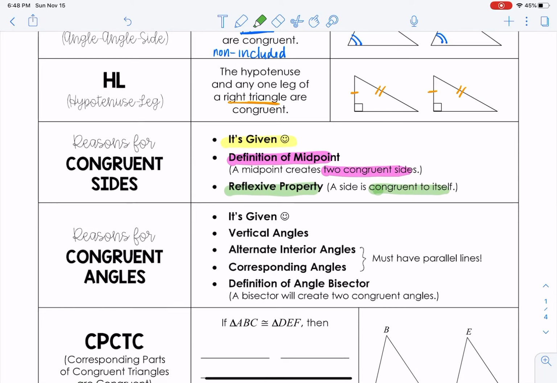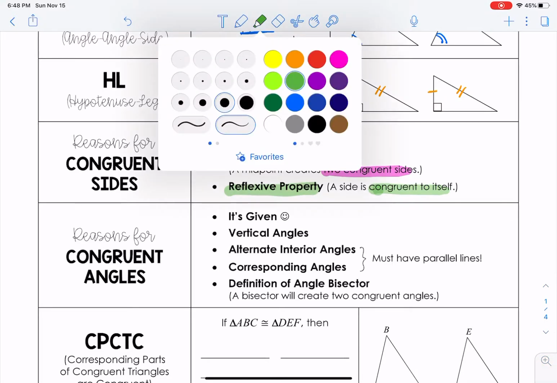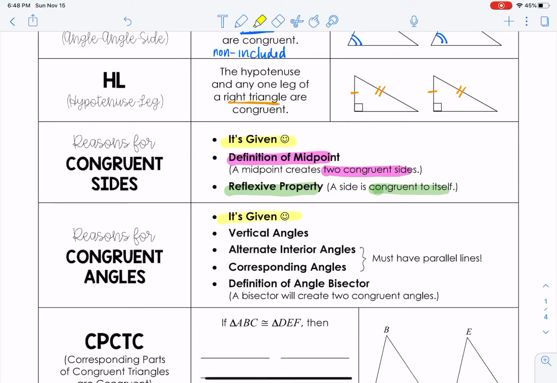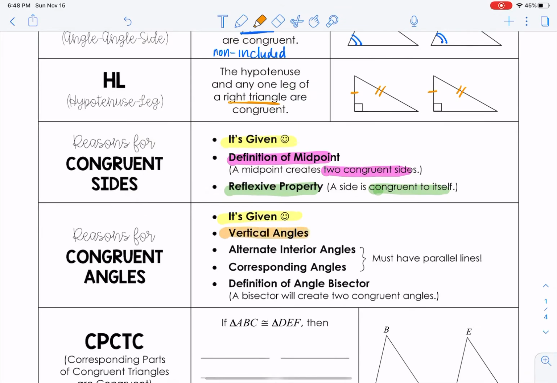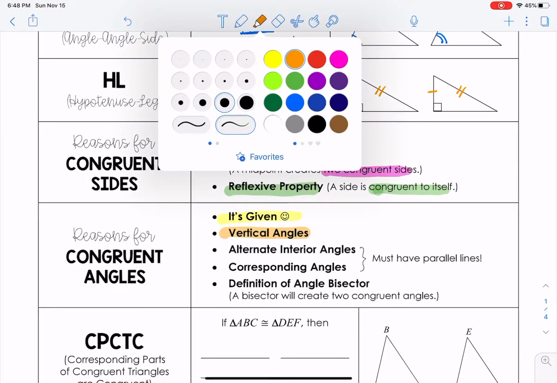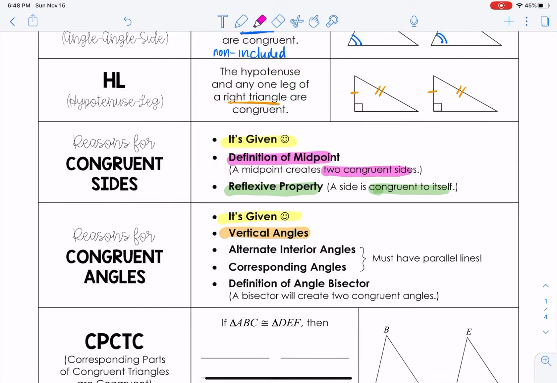Reasons for congruent angles. So again, we start with it's given. That would be from the diagram. We know lots of things and have seen lots of examples of vertical angles. Because of our work with parallel lines, we know about alternate interior and corresponding, but I have to have parallel lines. And the last one is the definition of a bisector. Bisect means cuts in 2, and that'll give me 2 congruent angles.